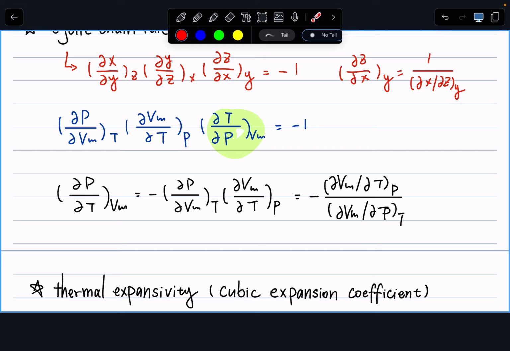All right, so effectively, what we are saying here is by measuring these two independent partial derivatives, we have a way to derive the full relationship between the three variables: molar volume, pressure, and temperature. All right, so that's why we only need two experiments to derive the equation of state.